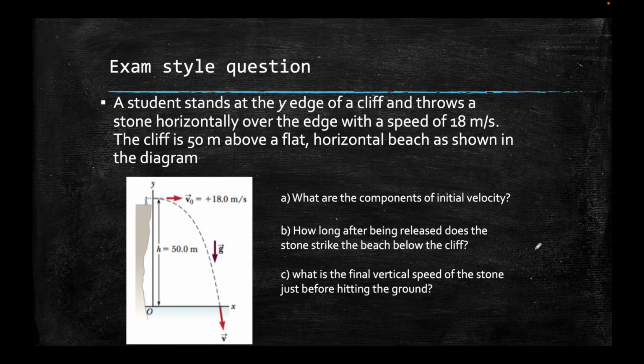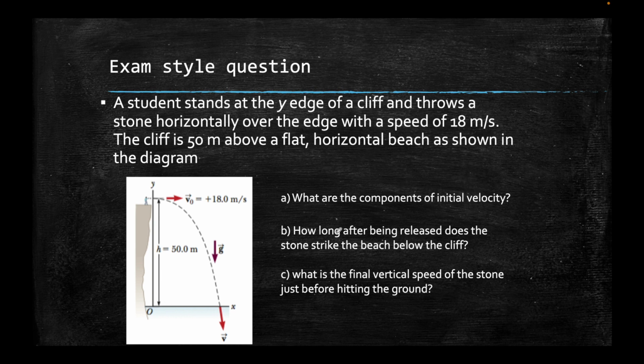Here's an exam style question. 3 parts to it. A student stands at the edge of a cliff and throws a stone horizontally over the edge with the speed of 18, only horizontal, and the cliff is 50 meters above a flat horizontal beach as shown in this diagram. So this is 50 meters of the height, the y-axis. What are the components of the initial velocity? How long after being released does it strike the beach? The time, basically. What is the final vertical speed just before hitting the ground? What would the vertical speed be?